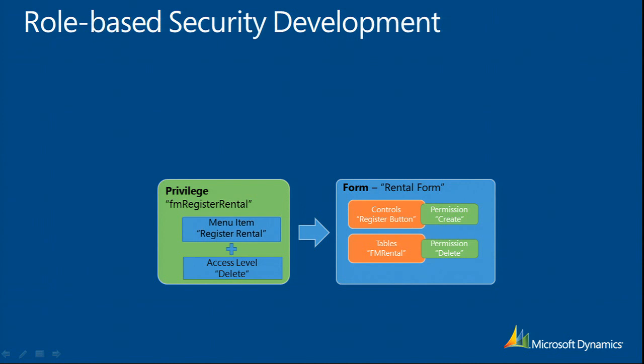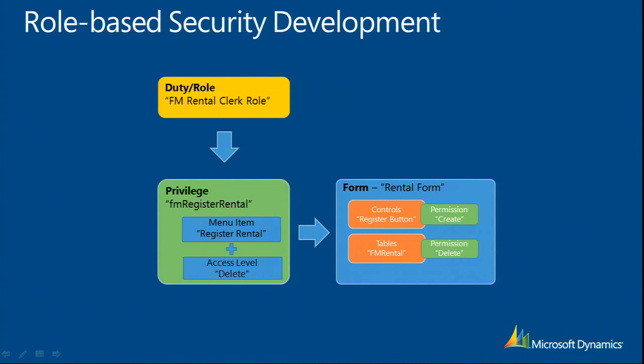So now you have a privilege, which is access to the rental form, and you have permissions to edit vehicle tables or delete information from the FM rental table, et cetera, right? So once you have privilege, what you want to do is now take that privilege and add it to a duty or a role. In this case, we're going to add it to FM rental clerk role. So when you add it to a rental clerk role, now this particular role has access to the privilege and has access to the form and the objects within that form, right?